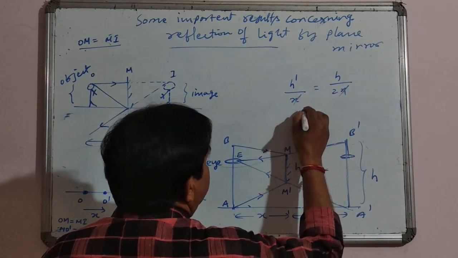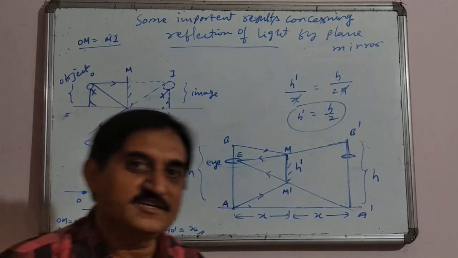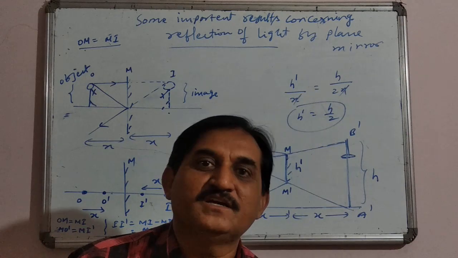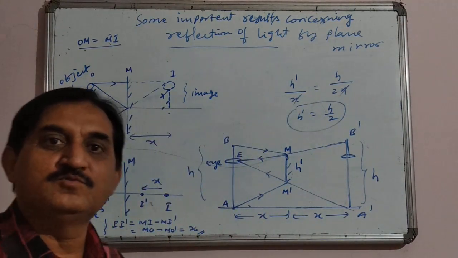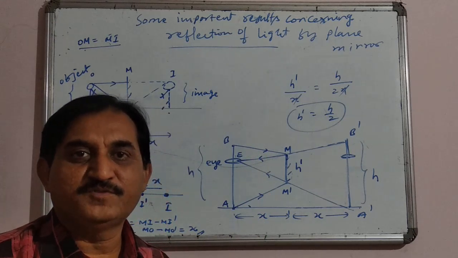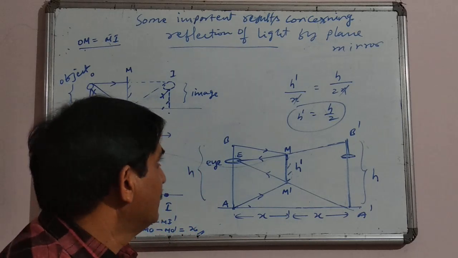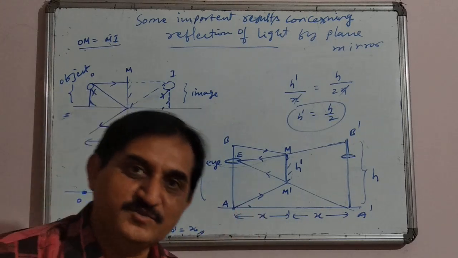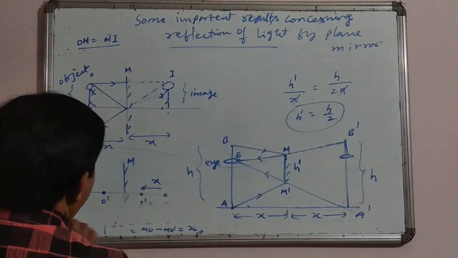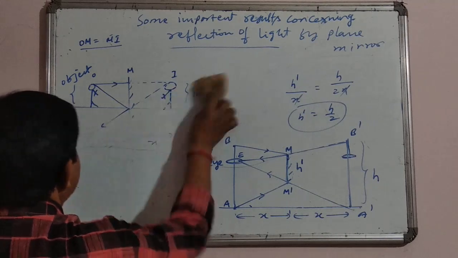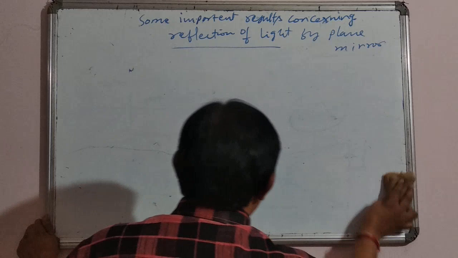Now h dash equals h by 2. So it is very clear. The height of the plane mirror required is half of the height of the person. So this height is required to see the full image of the person in this plane mirror. The minimum height required is h by 2, half of the height of the person. Whenever a person wants to see, let us go for another one. Another application.